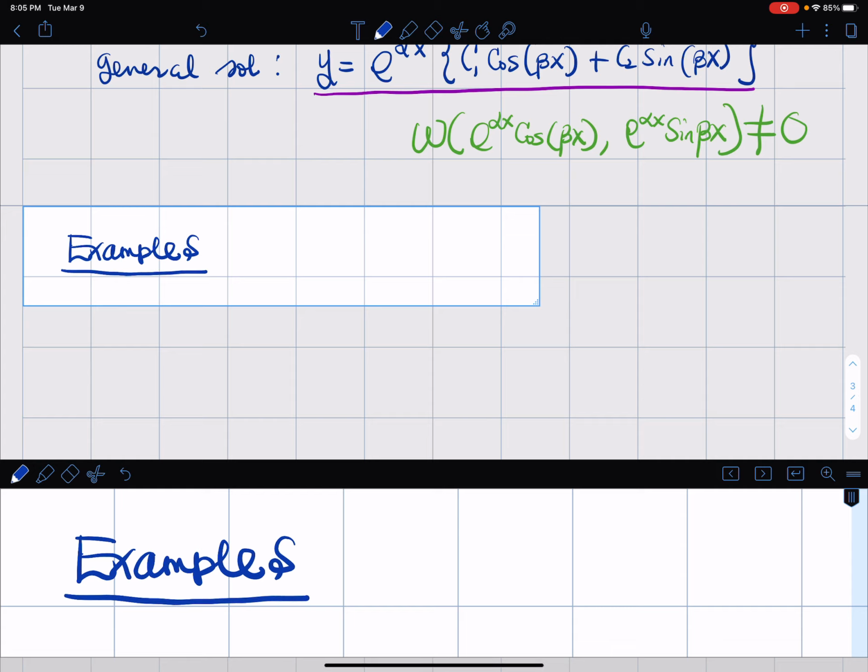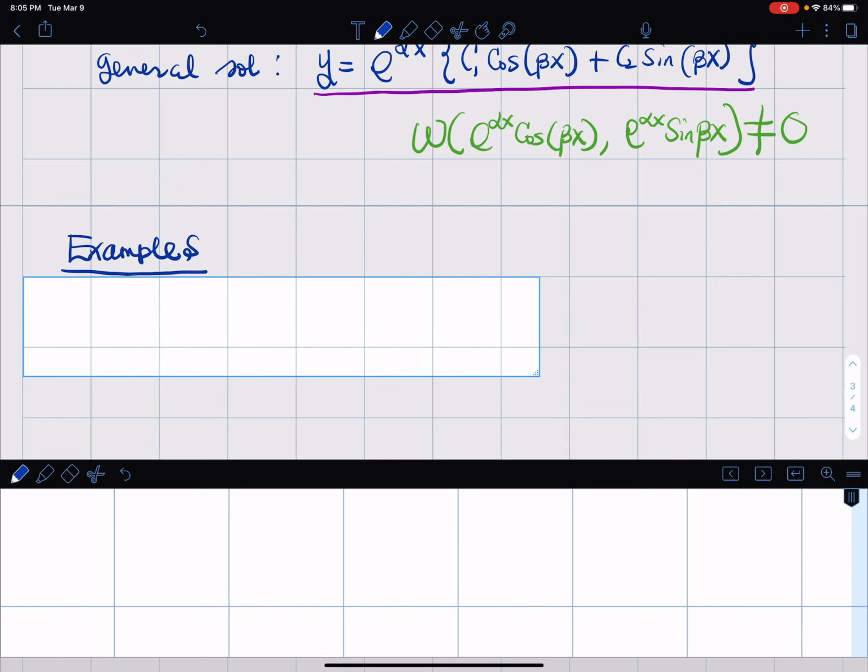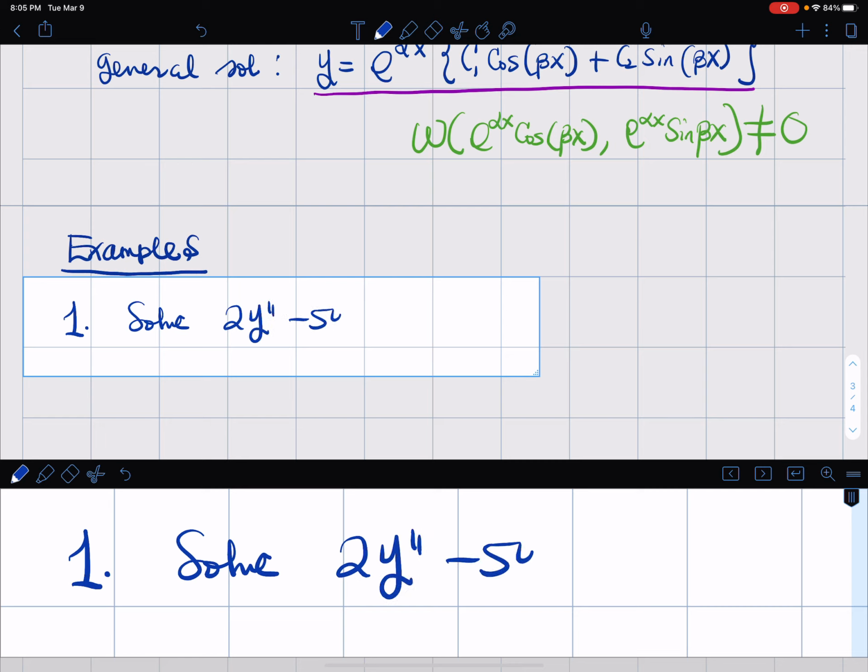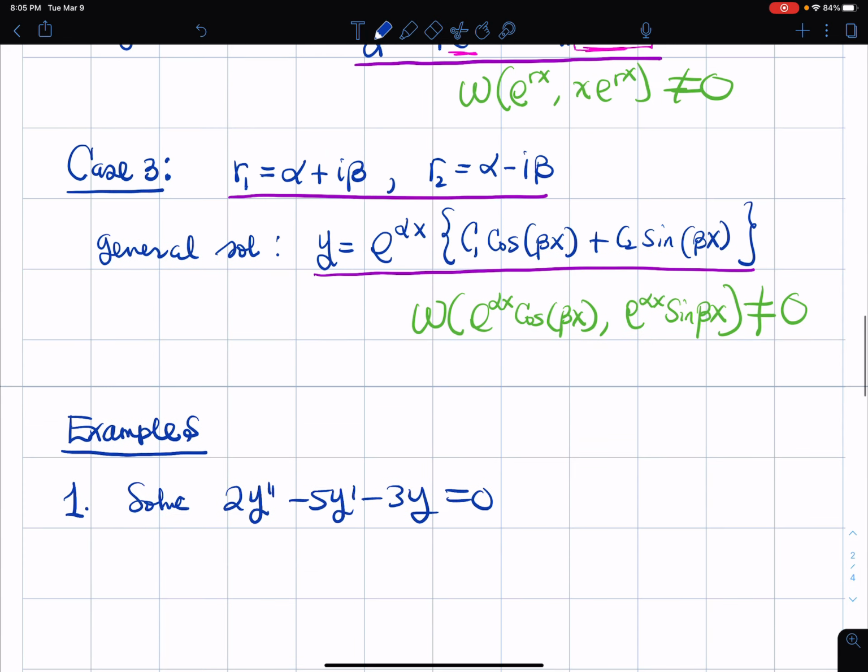All right. Example 1. Let's solve 2y double prime minus 5y prime minus 3y is equal to 0.